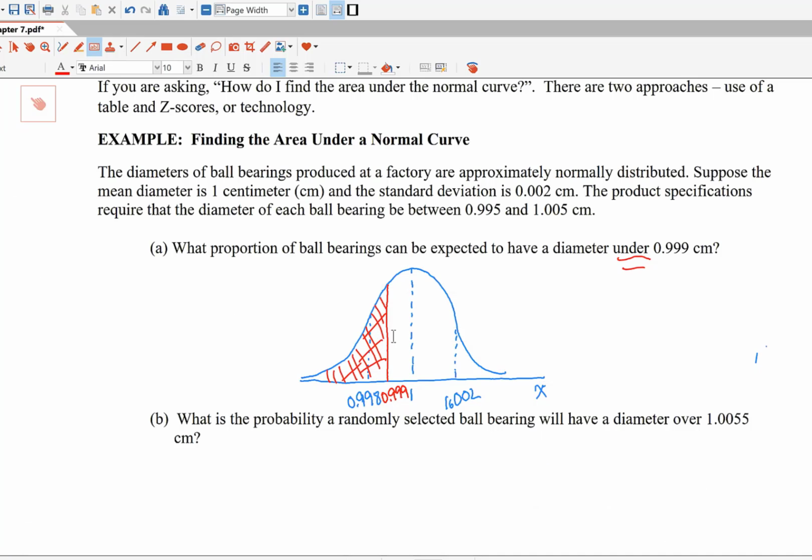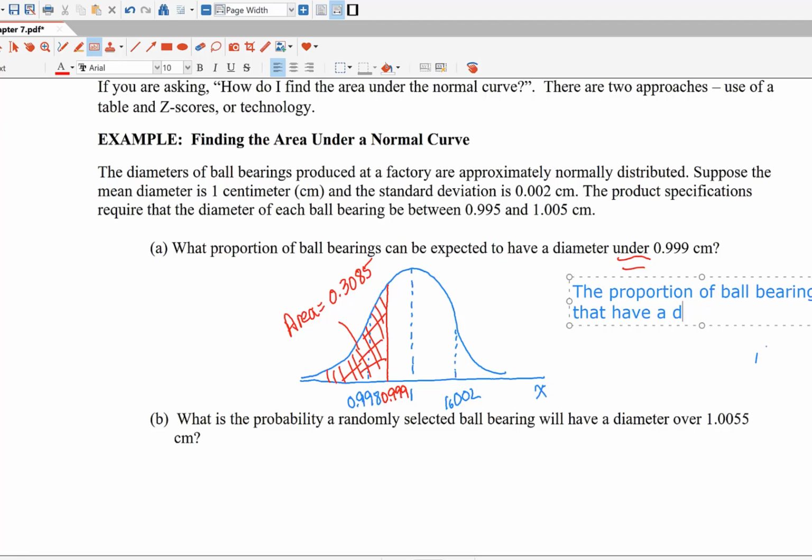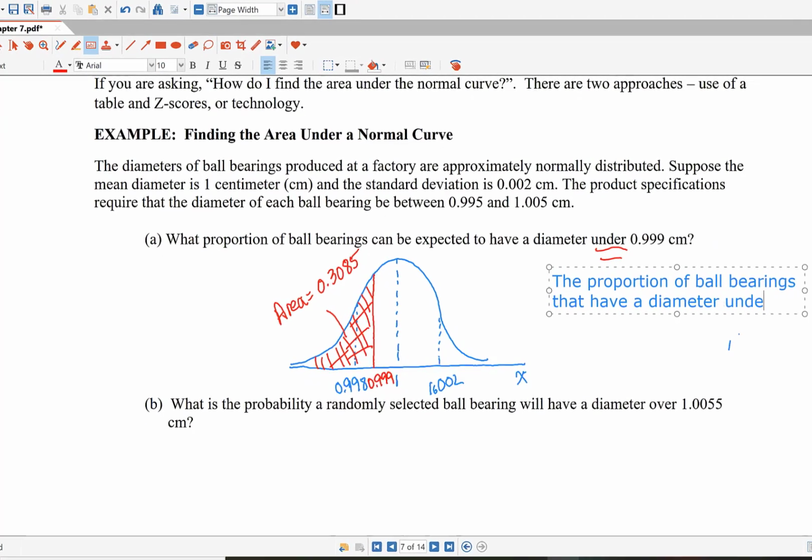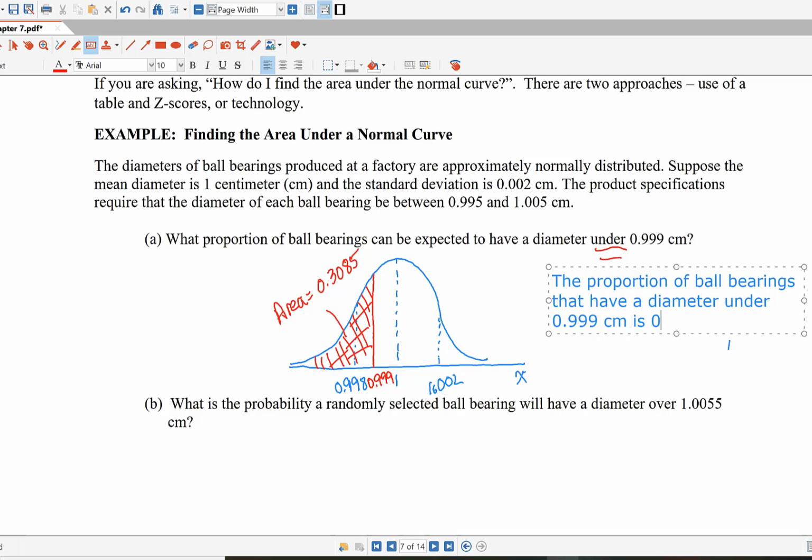So this area right here is 0.3085. And so we would say the proportion of ball bearings that have a diameter under 0.999 centimeters is 0.3085. Simple as that. What do you think?